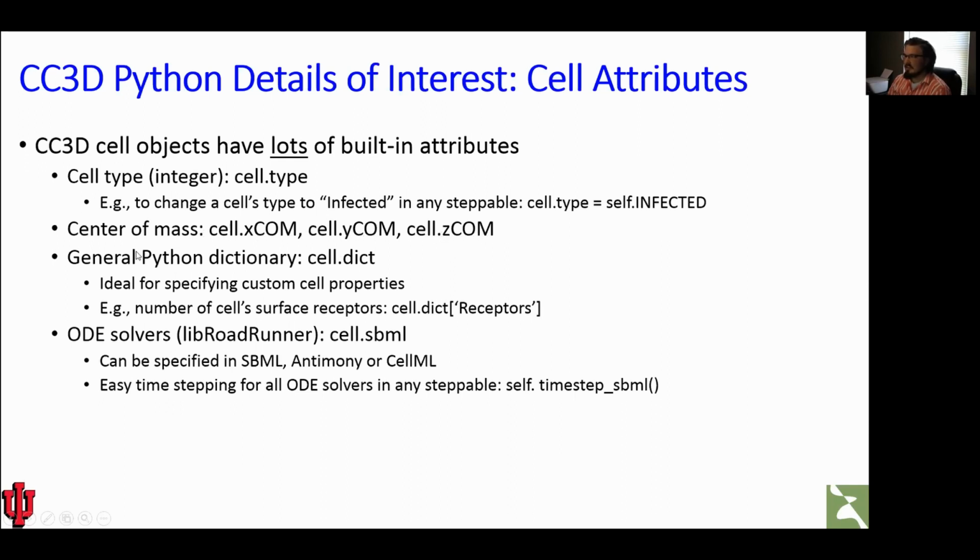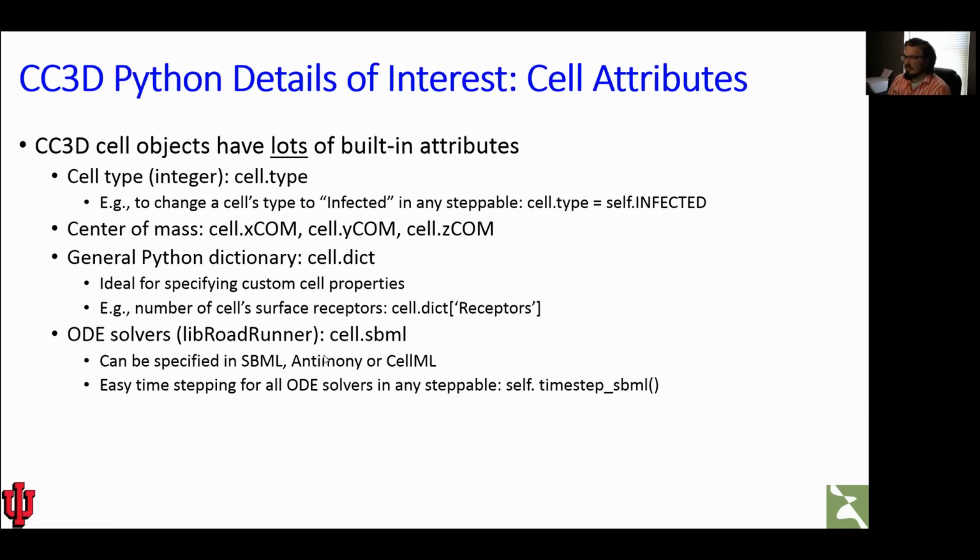Every CC3D cell in simulation is also given its own unique Python dictionary. The attribute is dict, cell.dict. And this is ideal for defining things like custom cell properties. In the case of our framework that we've been building and are working with today, we use the dictionary assigned to each cell to keep track of the number of cell receptors that are available for viral internalization. In our implementation, you'll find that the line is cell.dict with the key receptors.